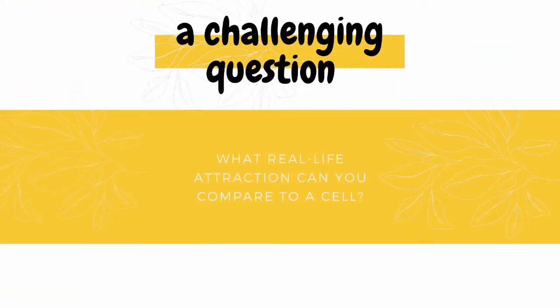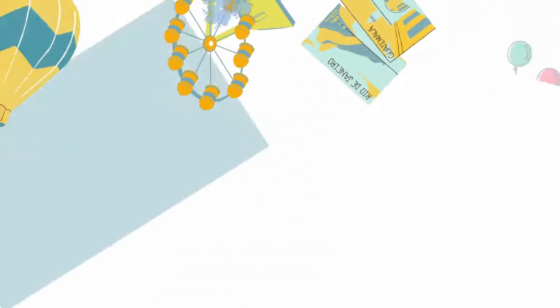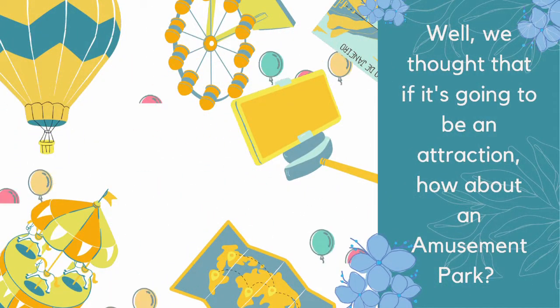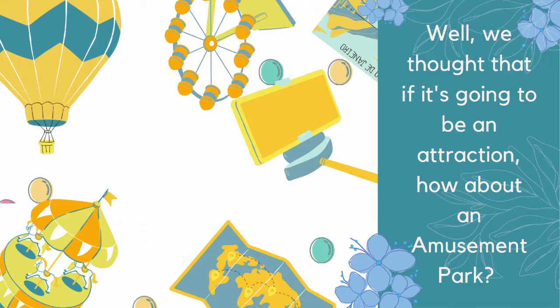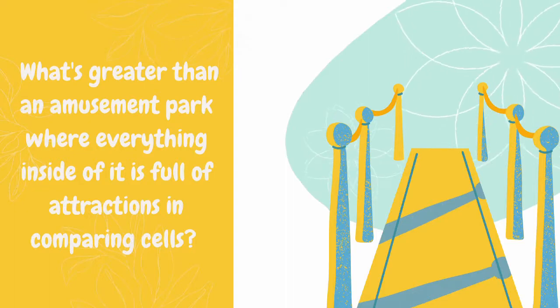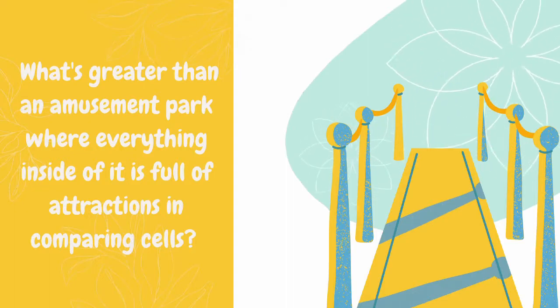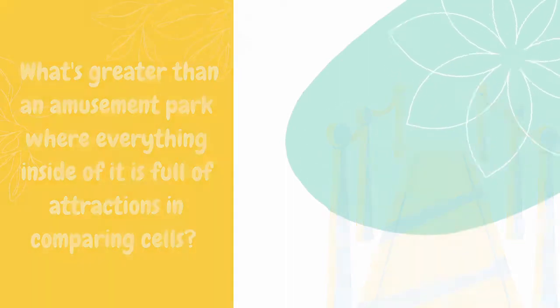The PBL started with a challenging question that needed to be answered by each team. So, how can we compare a cell and its functions to an attraction in real life? Well, we thought that if it is going to be an attraction, how about an amusement park? What's greater than an amusement park, where everything inside is full of attractions, for comparing cells?